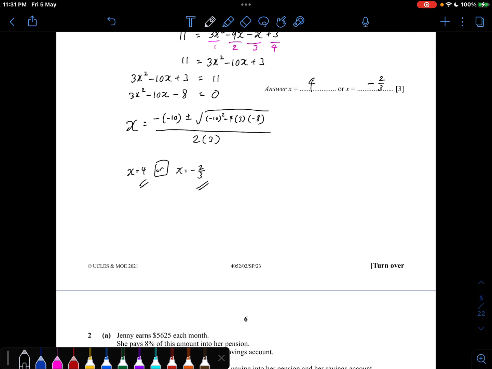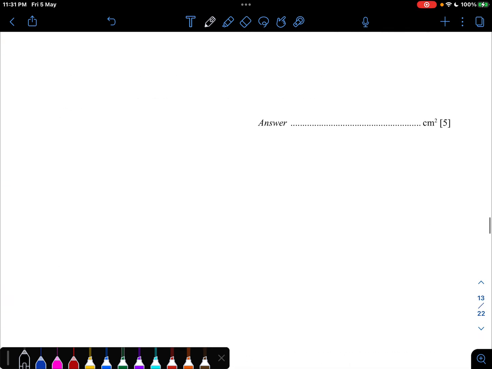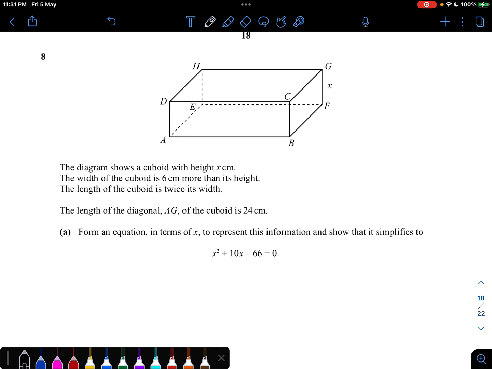Okay, moving on, we want to go to question 8. Let's take a look at question 8. Okay, here we have a cuboid with height x cm over here. So the width of the cuboid is 6 cm more than its height. Okay, let's interpret this. Width is 6 cm more than its height. So width versus height, which is longer? Width is longer. Height is shorter.